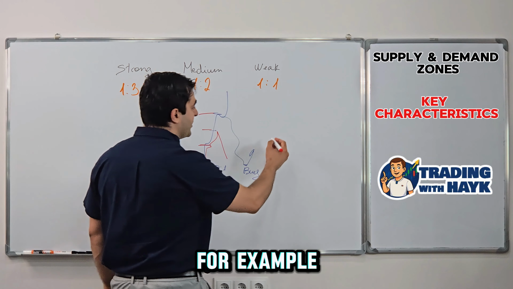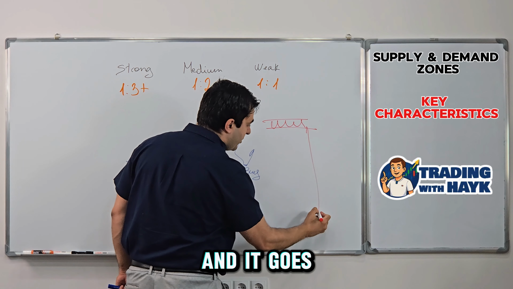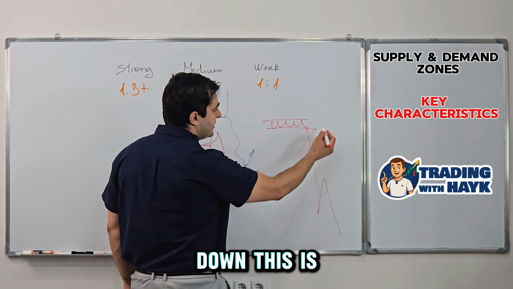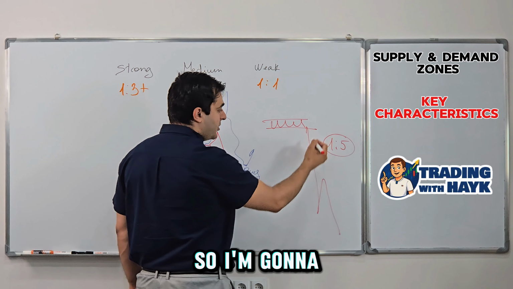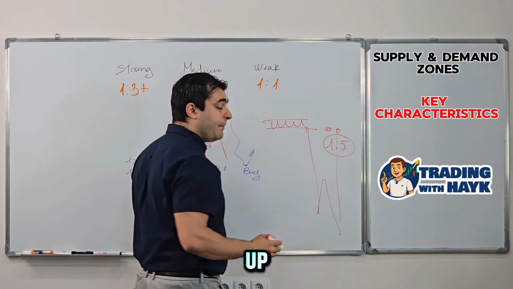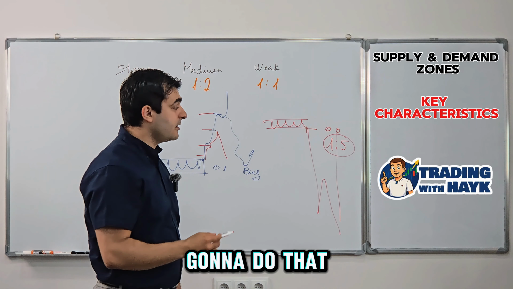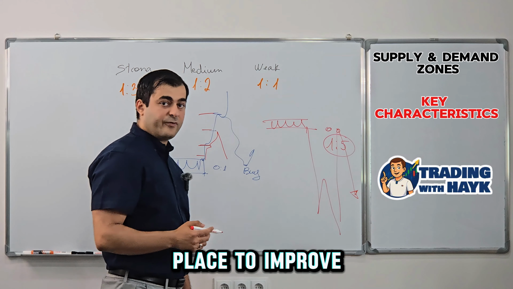The same applies, for example, if we have a supply level here and it goes all the way down, this is easily 1-to-5. So I'm gonna sell it here as soon as the price bounces up. Of course, I'm gonna do that. Why? Because definitely there's a place to improve.